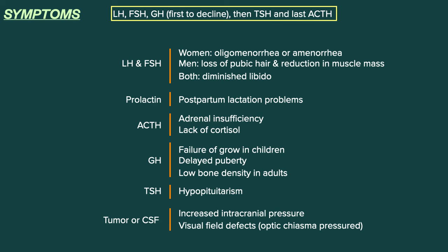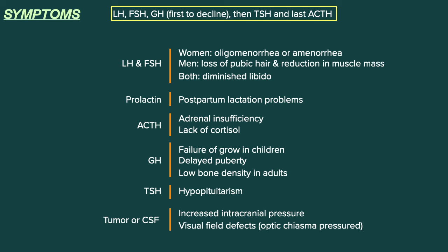First, we have hyposecretion of follicle stimulating and luteinizing hormone, together known as gonadotropins. They can cause problems in men and women. Women may experience oligomenorrhea, which is a decrease in their menstrual bleeding, or amenorrhea, which is a complete absence of menstrual bleeding, and possibly infertility. Men may experience loss of pubic hair and a reduction in muscle mass, and both men and women commonly complain of diminished libido. The loss of gonadotropins is also seen in Sheehan syndrome, resulting in similar symptoms like absence of menstruation, but the loss of prolactin also causes problems with postpartum lactation.